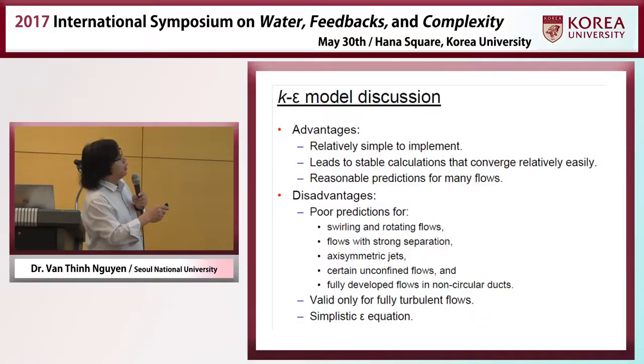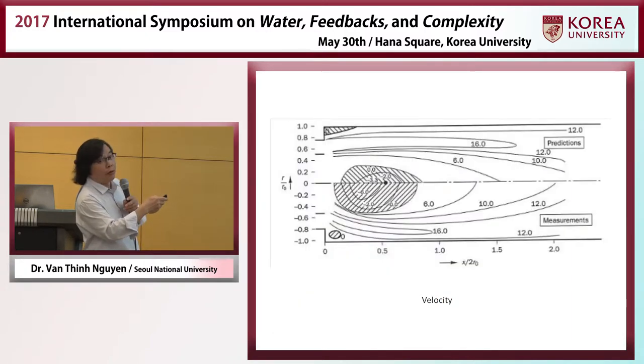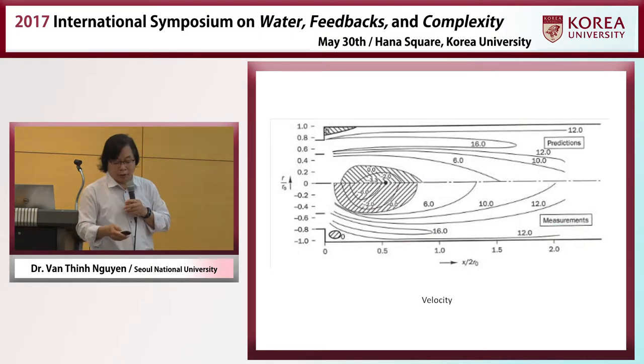For example, here I show you a pipe, and I made a symmetry here. For comparison, here is the observation, and here is the simulation using the k-epsilon model. You see how much different. The separation flow here is over-predicted using the k-epsilon model, and the core flow is different too. There are a lot of differences between the numerical simulation and the observation. So we need to move a little bit further.